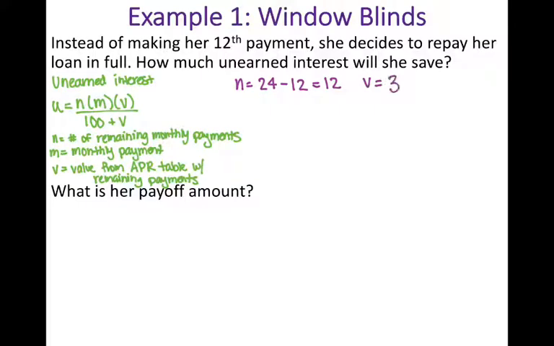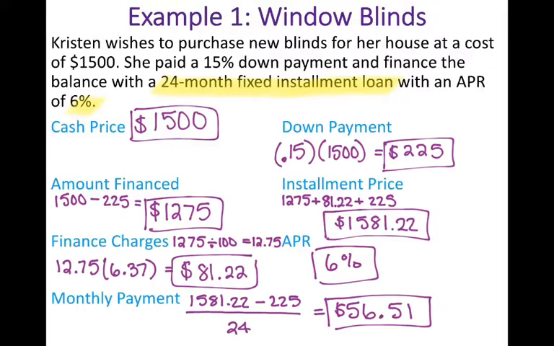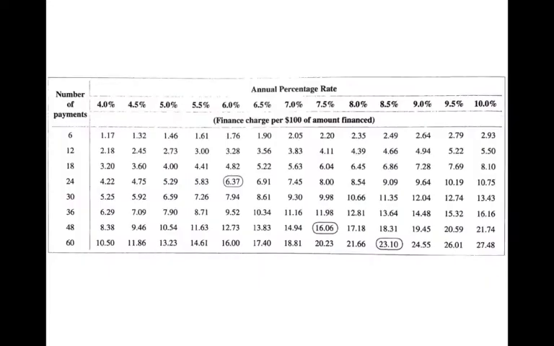$3.28. And once again, I found that by using the number of monthly payments remaining, with the APR from the problem, in our APR table, which is this one over here. So I looked at my 12, went to the 6%, got my $3.28.